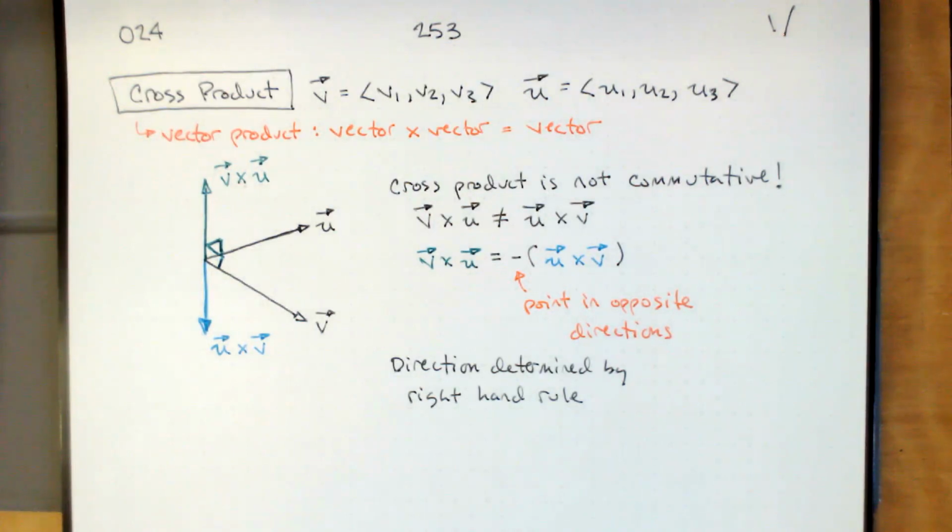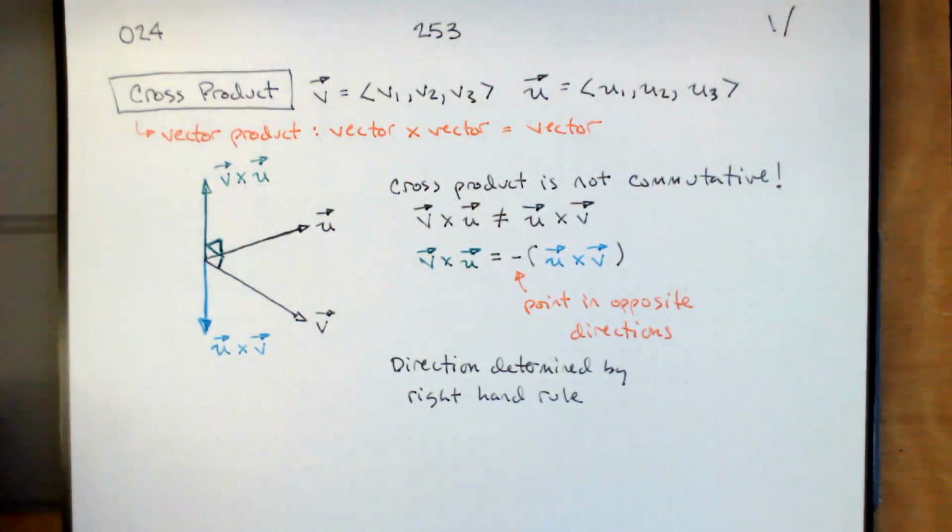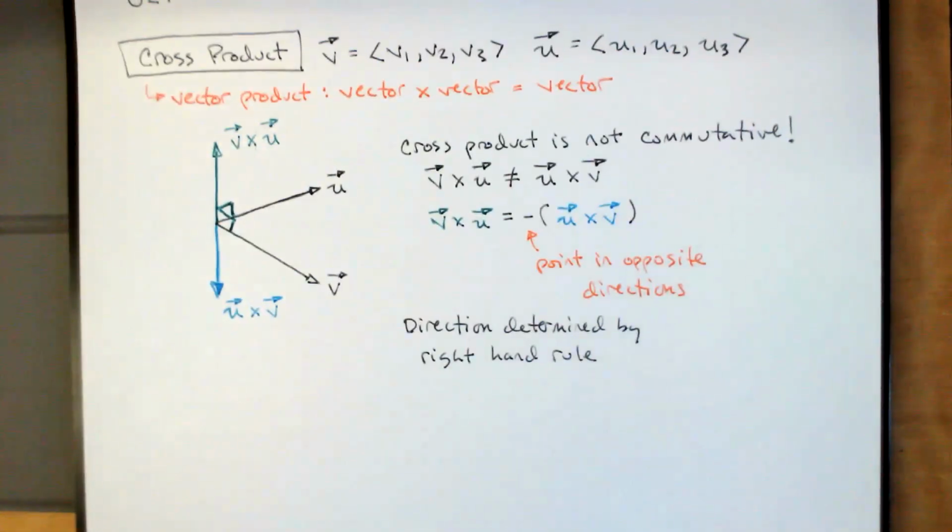Here's one of the reasons that we might care about finding this vector. Notice that the cross product will always be perpendicular to the plane containing the two vectors. So U cross V is perpendicular or normal to the plane containing U and V.